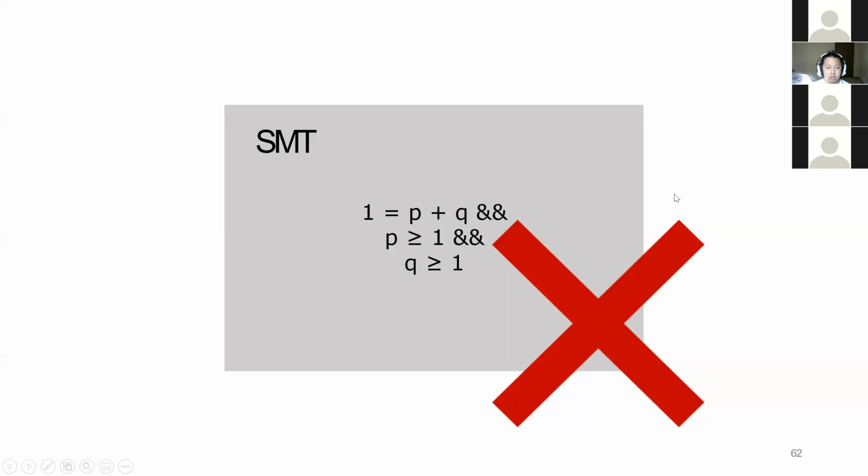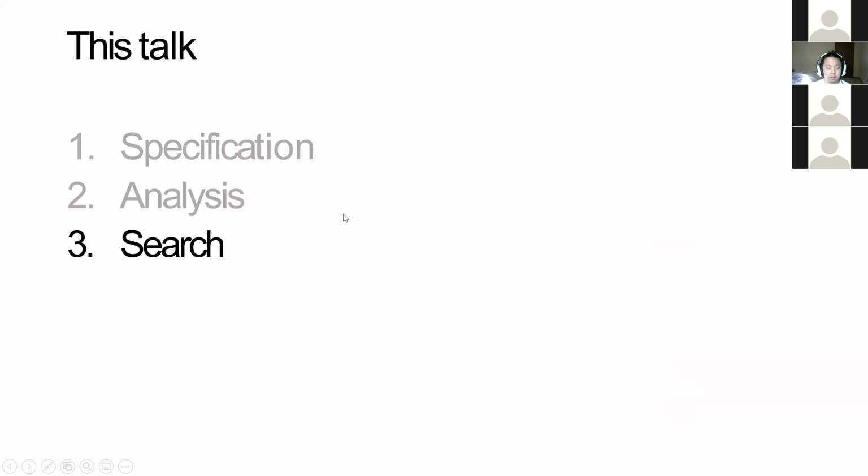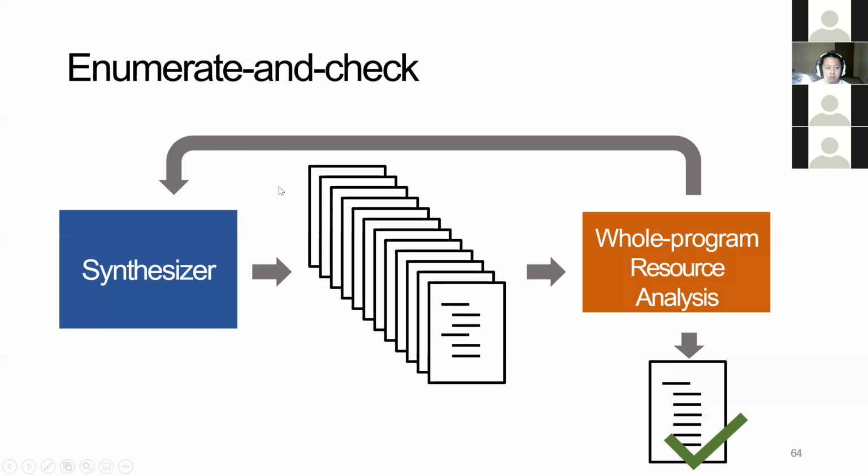And this is how we can know the resource usage of a given program, but how can we search for them? A naive approach is to enumerate and check, which means we can have a synthesizer which enumerates all solutions satisfying the type without the resource annotations, and then we check if the resource usage of the candidate solution satisfies the bound. If it does, then it is a solution. Otherwise, we go back to the synthesizer.